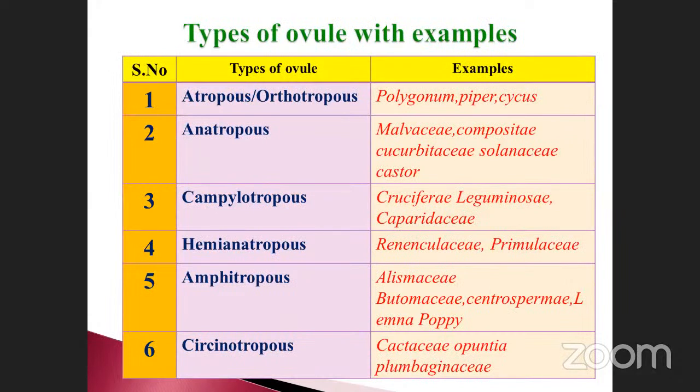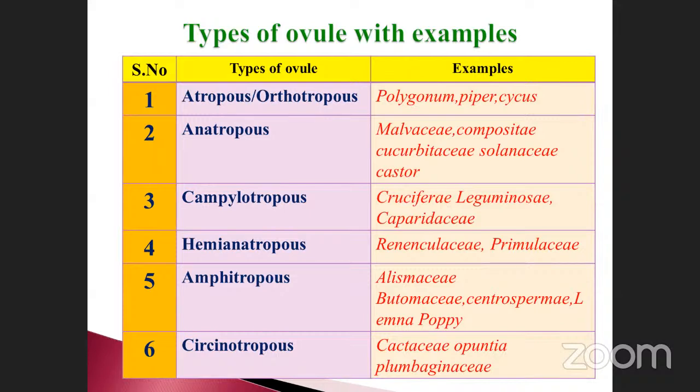So these are the structures. What are the examples given? That is very, very important. We already discussed these things yesterday. Anyhow, once again we repeat these things and then enter into the remaining part of the lesson. Types of ovules with examples.